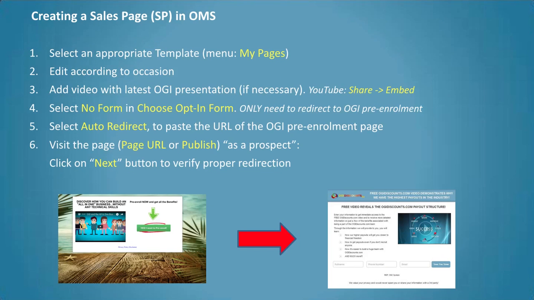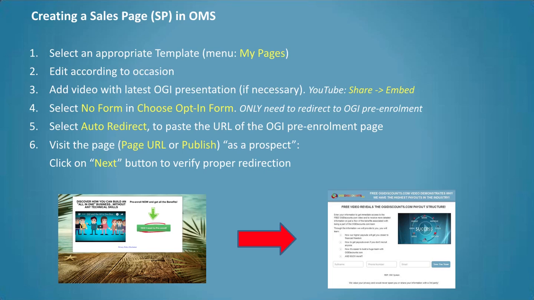A sales page is created in almost the same way. We still choose a page from the templates. We make the necessary changes. We'll probably add the video of the latest OGI, OMS, or another program's presentation. Then in Choose Opt-in Form, we select No Form because we already have the information.